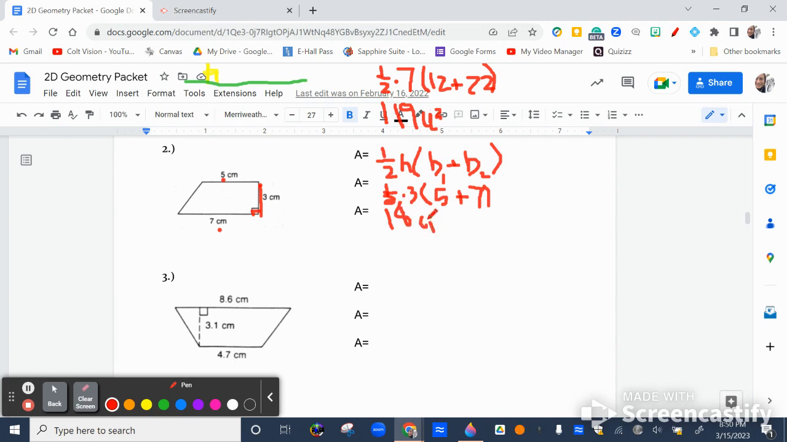So that's it. It's really just a matter of being able to recognize what the little letters in the formula represent and finding those things in your shape and then substituting in properly. And that's it.